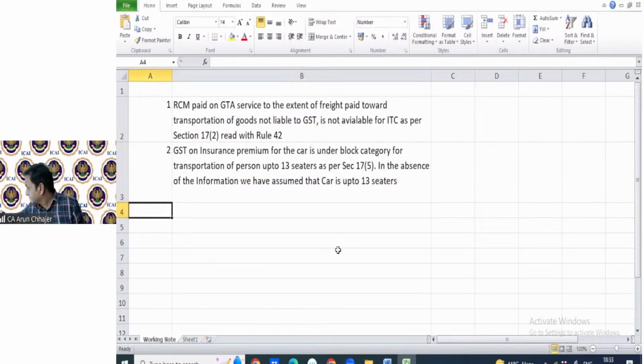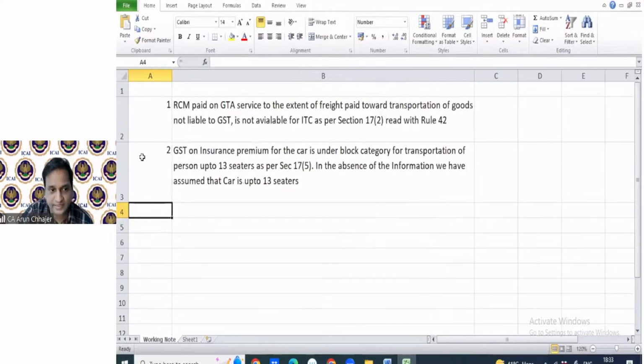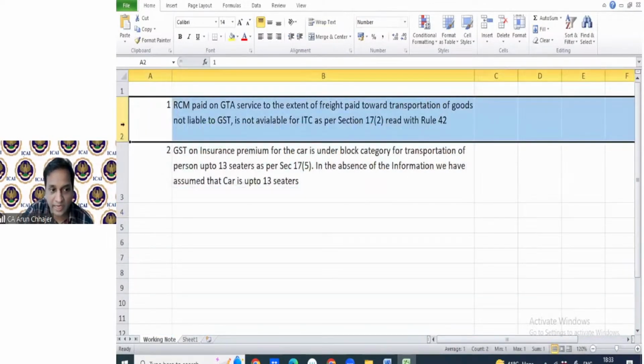Any doubt? So I suppose if the car is more than 13 seater, can I take the ITC? Answer is yes, I can take the ITC of all these expenditures, insurance, repair, maintenance, etc. I would be eligible to take the ITC.